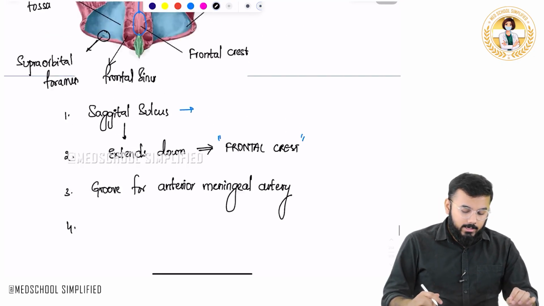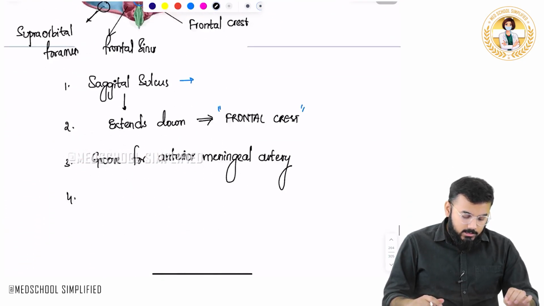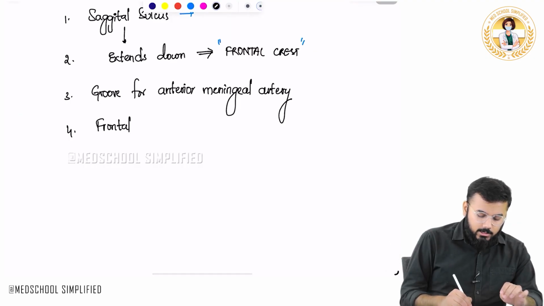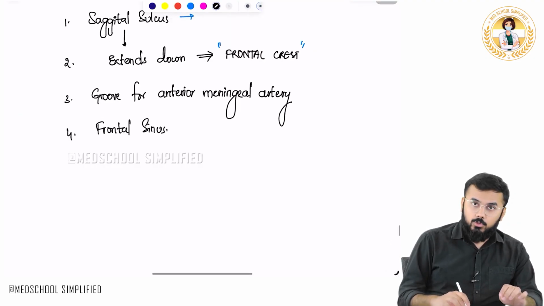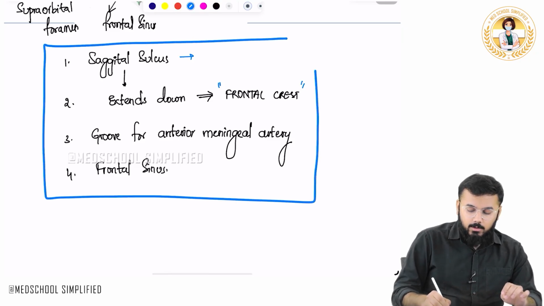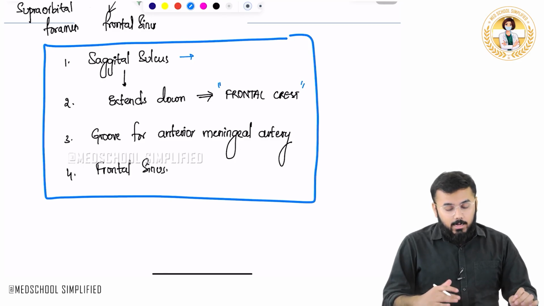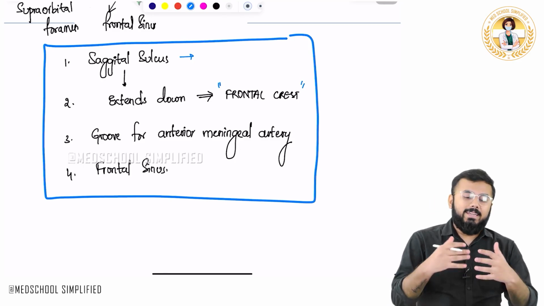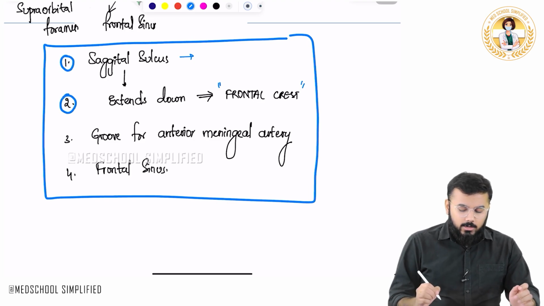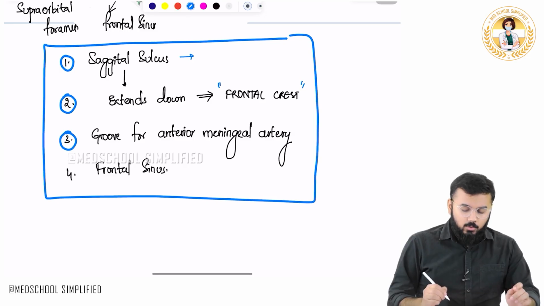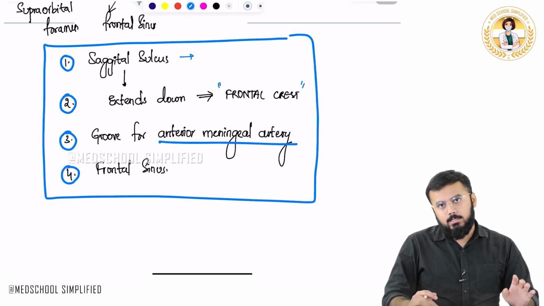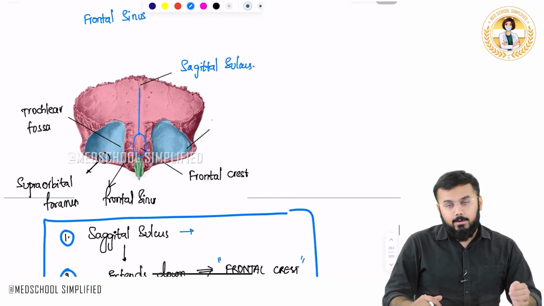Next, fourth important, there is one more sinus, I think. What is that sinus? Frontal sinus. Fourth important thing is that we have the frontal sinus. So out of all the features which I have shown you in the picture, these features which I have written right now are very, very important, in relation with the internal features of the frontal bone. So sagittal sulcus is one. Next, we have the frontal crest. We have a groove for the anterior meningeal artery, and next we have the frontal sinus. These are the structures that are located internally.